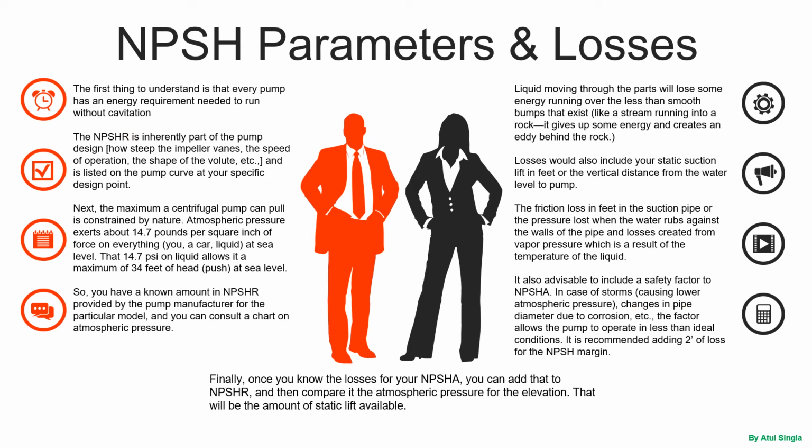Change in diameters due to corrosion and so on will again cause some pressure drop. The factor allows the pump to operate in less than ideal conditions. So this factor of safety will always help to have NPSH available more than the required one. Once you know the losses of NPSHA, you can add that to the required one, then compare it with the atmospheric pressure at the elevation. This is something we need to keep in mind while calculating the NPSH parameters, which we are going to calculate in detail in the coming slides.